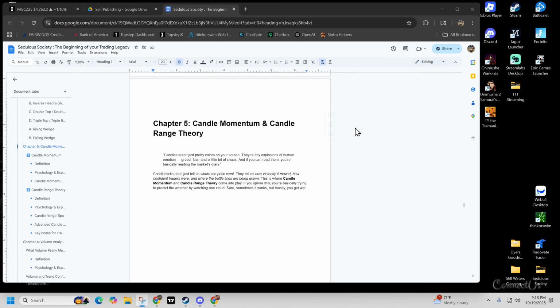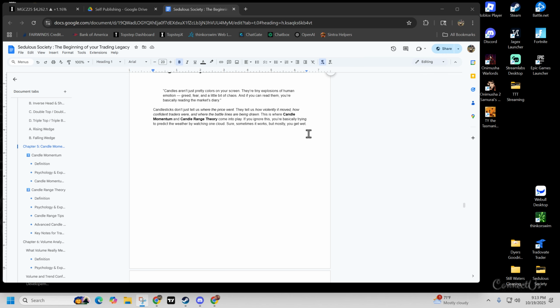One-to-one moment. Candles aren't just pretty colors on your screen. They're tiny explosions of human emotion, greed, fear, and a little bit of chaos. And if you can read them, you're basically reading the market's diary. Candlesticks don't just tell us where the price went, they tell us how violently it moved, how confident traders were, and where the battle lines are being drawn. This is where candle momentum and candle range theory come into play. If you ignore this, you're basically trying to predict the weather by watching one cloud. Sure, sometimes it works, but mostly you're going to get wet, right?